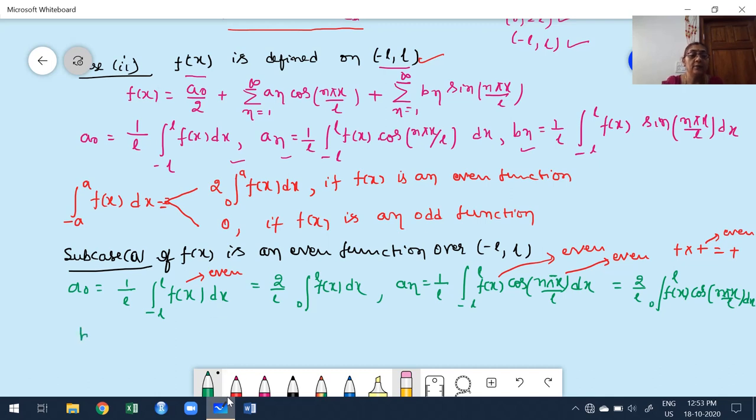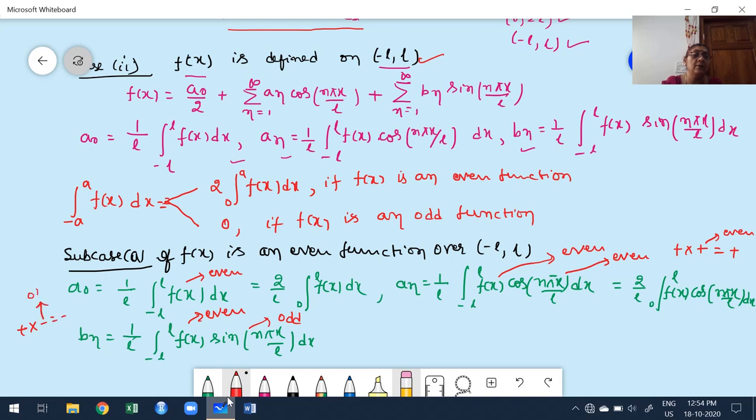Similarly, I have to verify what happens to bn. The original form of bn is 1 by L, integral from minus L to L of f of x into sine of n pi x by L with respect to x. But we already assumed this is an even function, and sine functions are odd functions. You know that plus into minus is minus, and minus is an odd function. The product of even into odd is an odd function. From the definite integral property, the bn value must be 0.